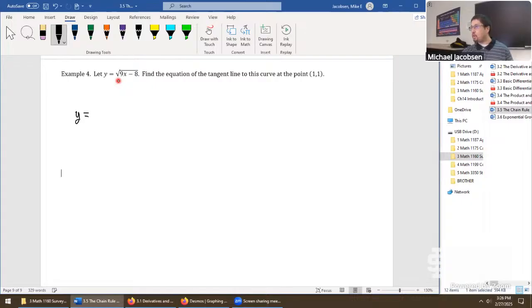Let's rewrite it as y equals (9x minus 8) to the power 1/2. And it's kind of an ordinary function now. Because x is on the inside here, it tells us that this 9x minus 8 is our inner function, so derivative 2. The power 1/2 on this one, that's our outer function, so derivative 1.